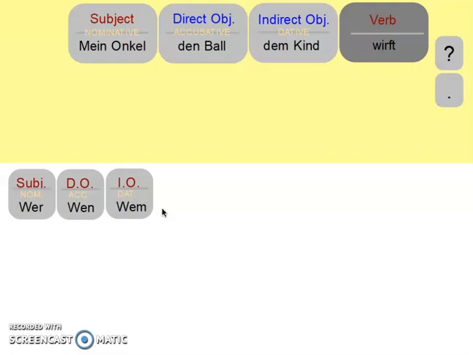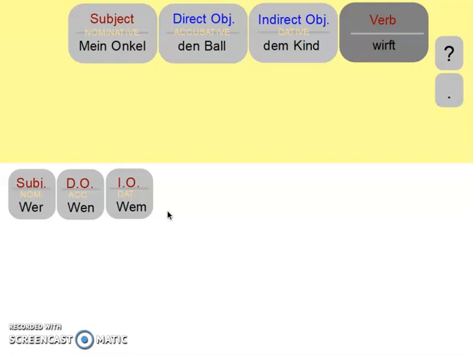So depending upon what answers that question, then you can figure out which form of those to use, either wer, wen, or wem. And you'll notice that the endings on these are really similar to our der words. So der in the nominative, den in the accusative, dem in the dative. That's our masculine definite article.